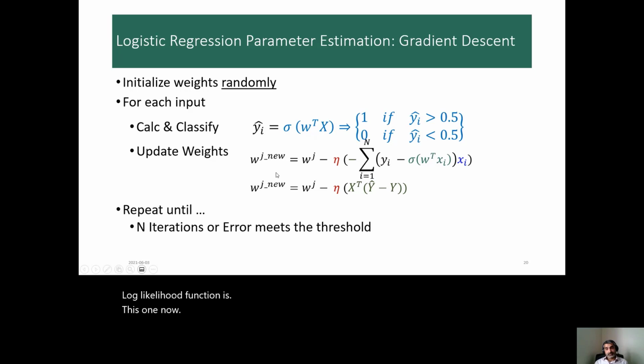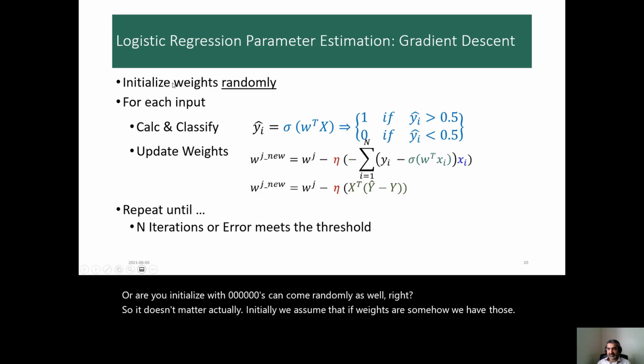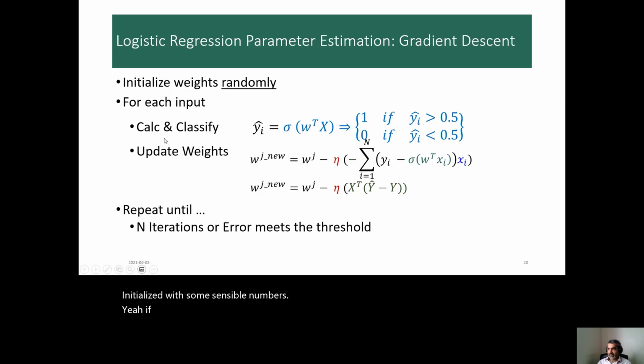So very much similar to the perceptron, we initialize randomly, or you initialize with zeros. Zeros can come randomly as well, right? So it doesn't matter actually. We assume that the weights are initialized with some sensible numbers, and if it never converges, we can always start with different ones. But what we do next is calculate and classify.